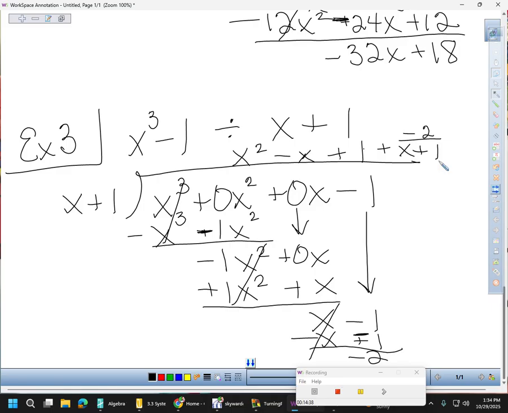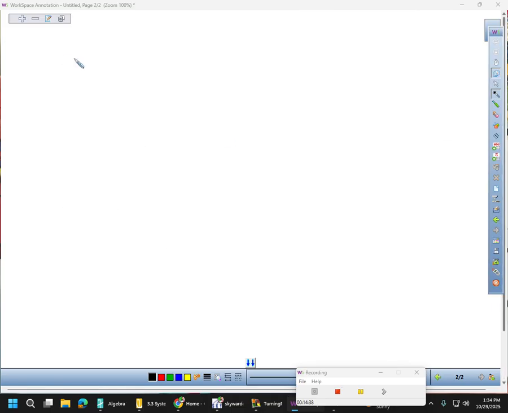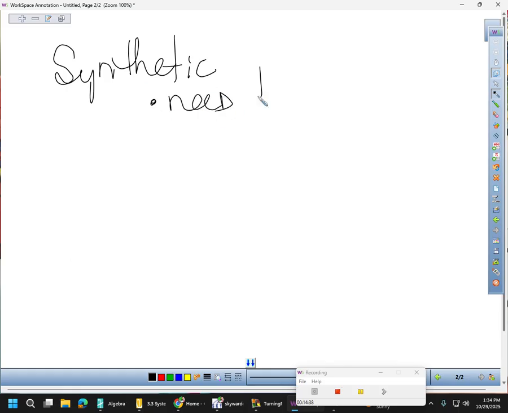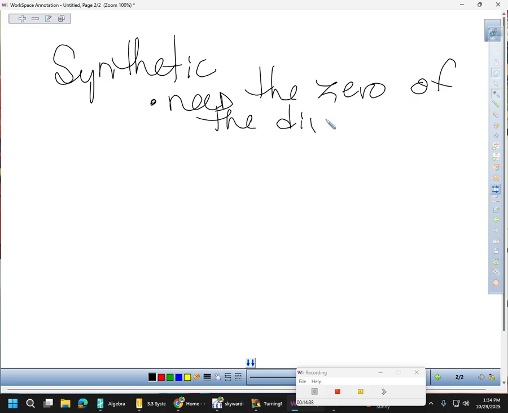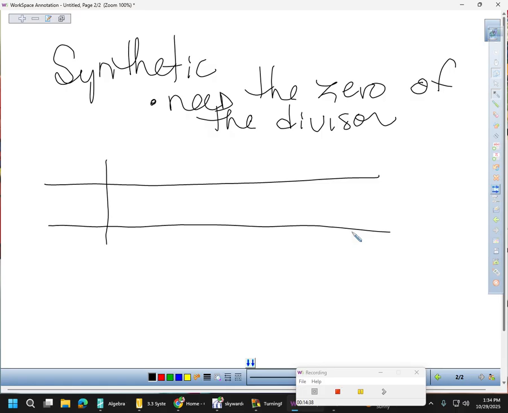Synthetic. Let's talk about that. Synthetic division. You need the 0 of the divisor. Okay? Remember when we do synthetic, it is a long one-sided tic-tac-toe. Your coefficients go across the top.